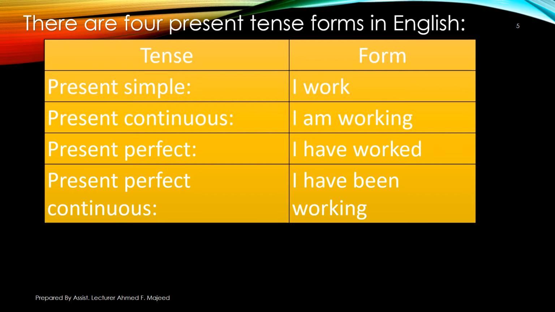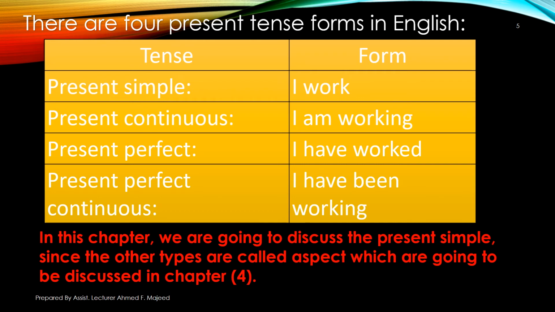Present simple, present continuous, present perfect and present perfect continuous, and the examples are in front of you. In this chapter we are going to discuss the present simple, since the other types are called aspects, which are going to be discussed in chapter 4 inshallah.